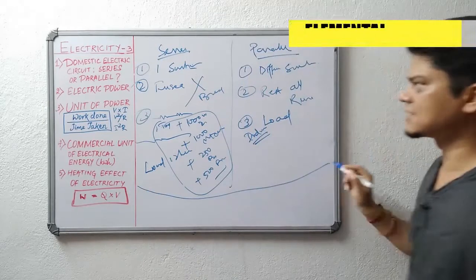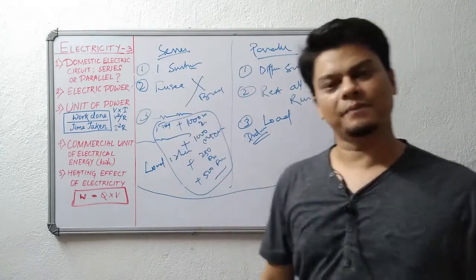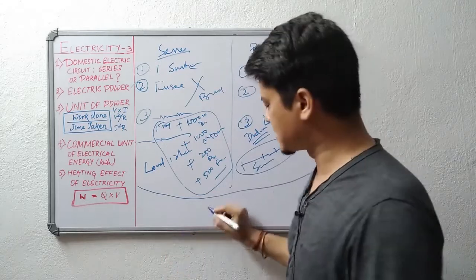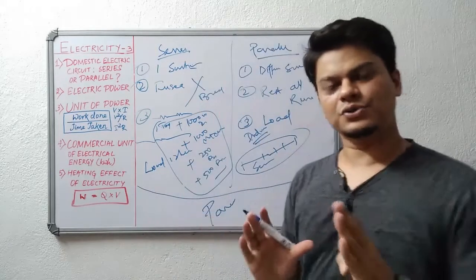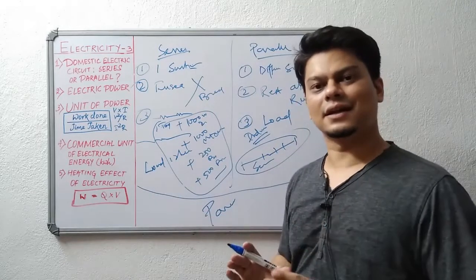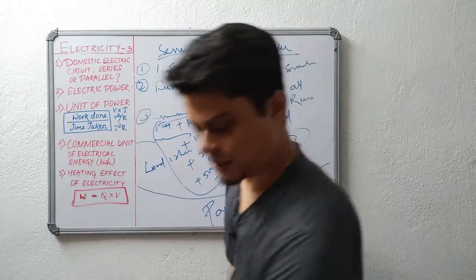So these are the advantages and disadvantages of connecting the circuits in series and parallel. In all our house appliances, everything is in parallel. So the conclusion is, our household appliances are all connected in parallel so that they won't get damaged.